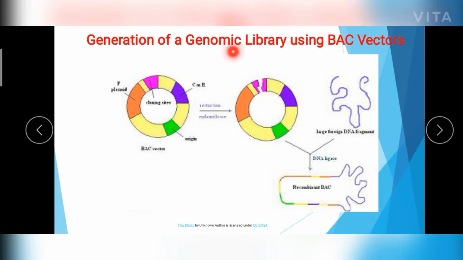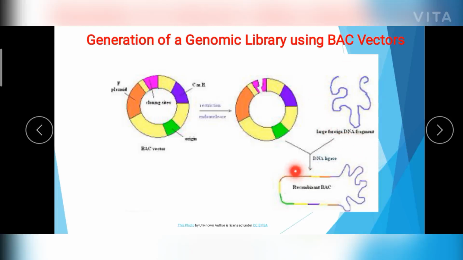If you take the same example, the human genome, and use a BAC vector, a bacterial artificial chromosome, this vector has the ability to hold a large insert. Up to 300 kb of foreign DNA can be inserted in a BAC vector. If you cut the human genome into fragments of 300 kb, you will require nearly 11,000 BAC vectors to hold the fragments of this human genome.